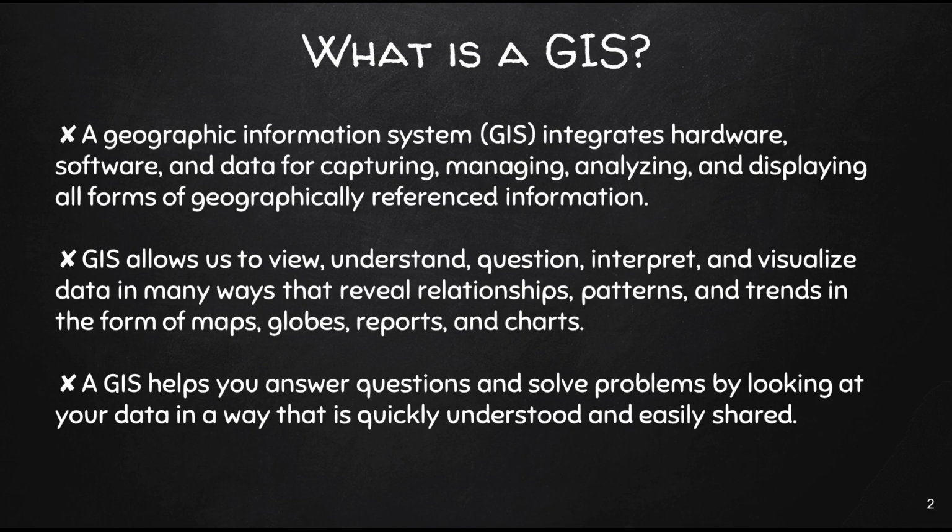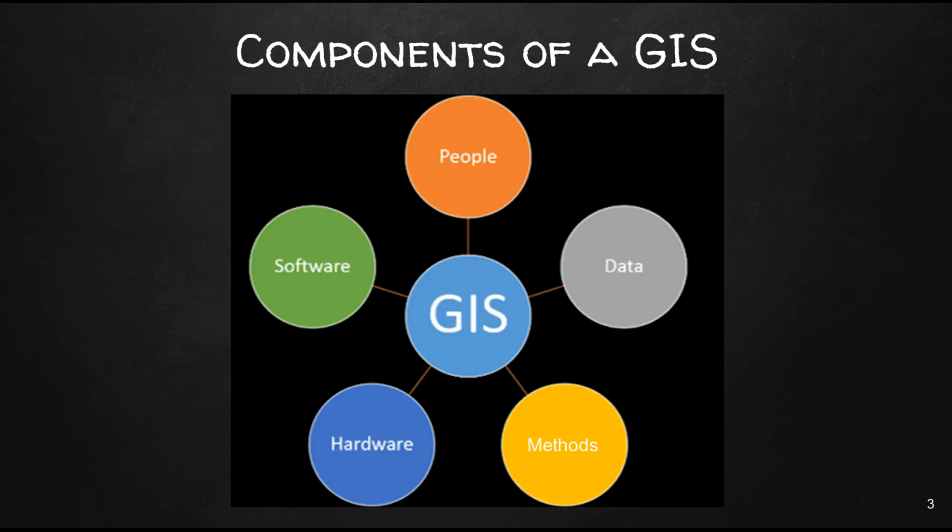So it gives us the ability to capture data, store that data, and manage it in a way to keep it organized. We can then query that data, we can analyze it, and we can display this spatial information. A working GIS integrates 5 key components: hardware, software, data, people, and methods. And we'll go through these.